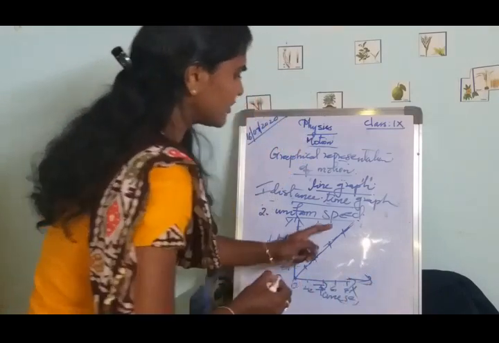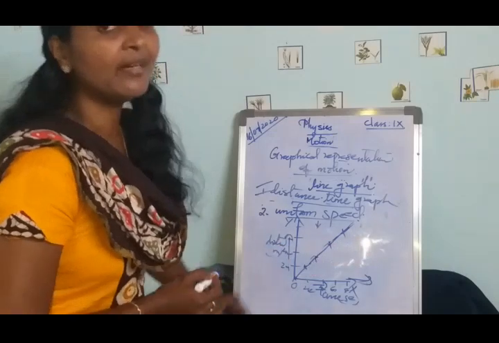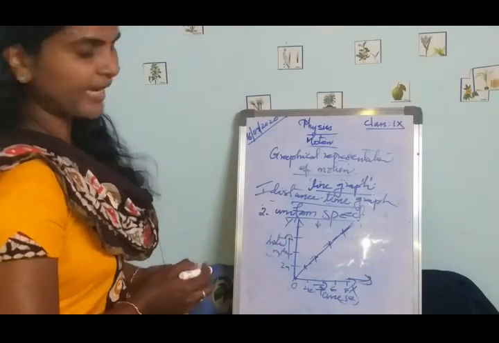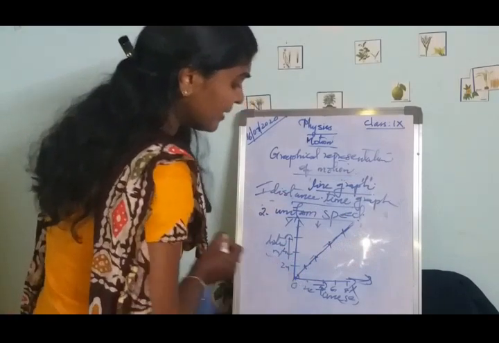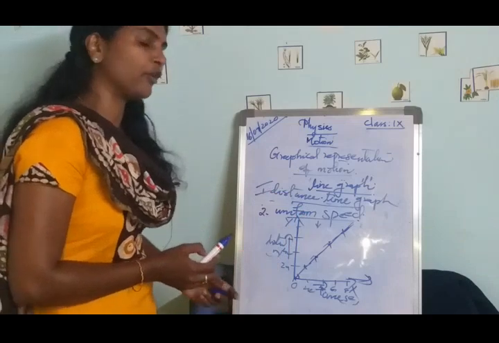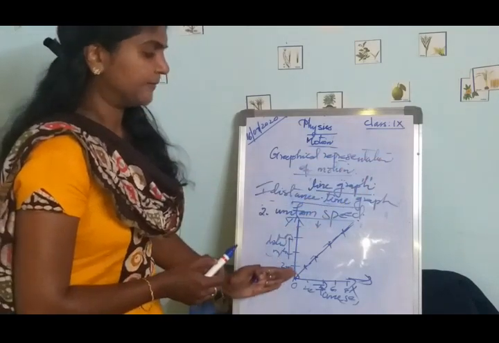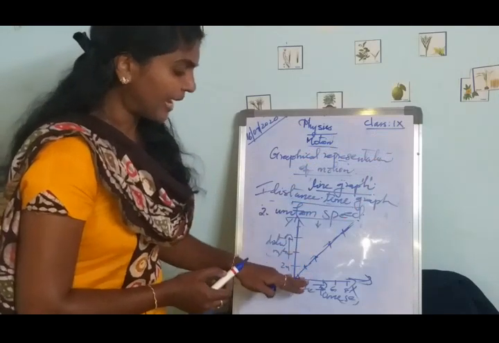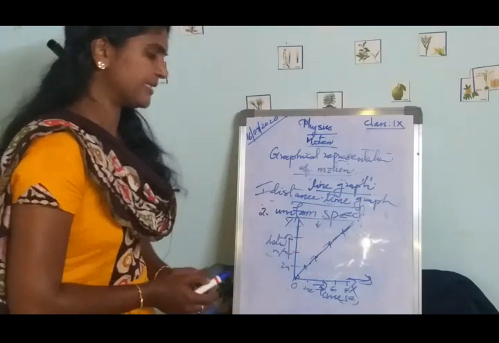Then what is the nature of this graph? It is a straight line but not parallel to the time axis as earlier. It is a straight line which makes some angle with the time axis. What is the nature of the distance time graph for an object moving with a uniform speed? It is a straight line, and it makes an angle with the x-axis or the time axis.